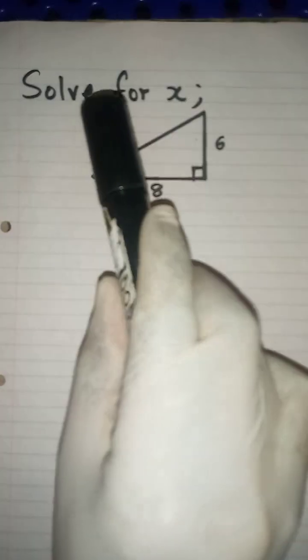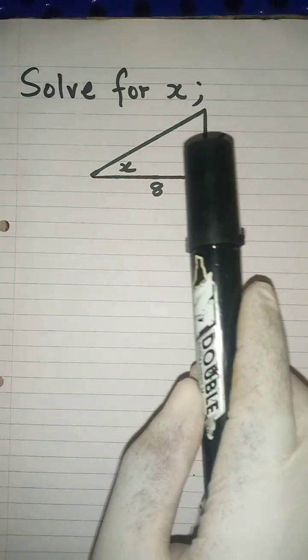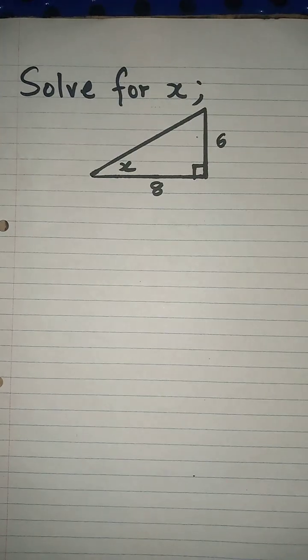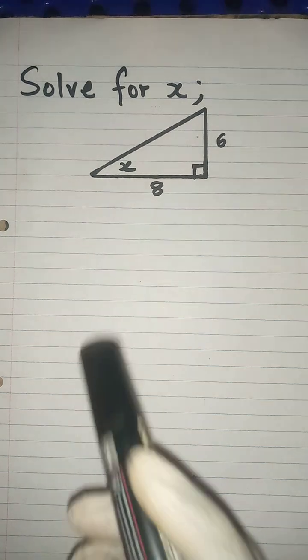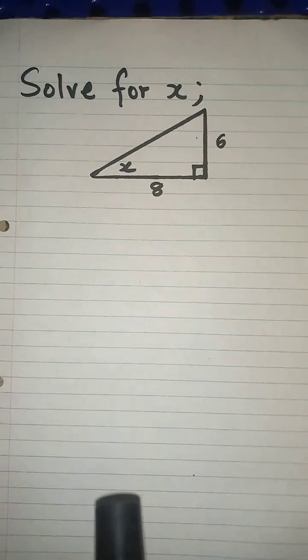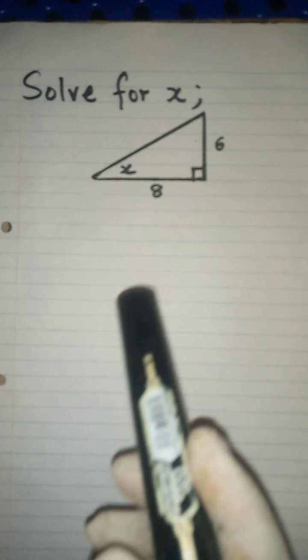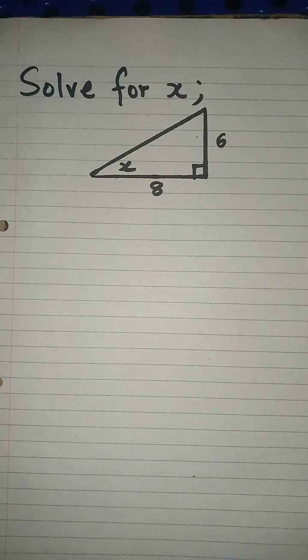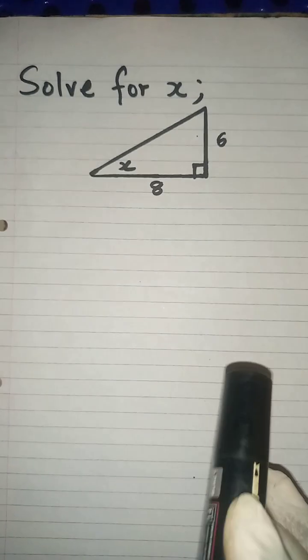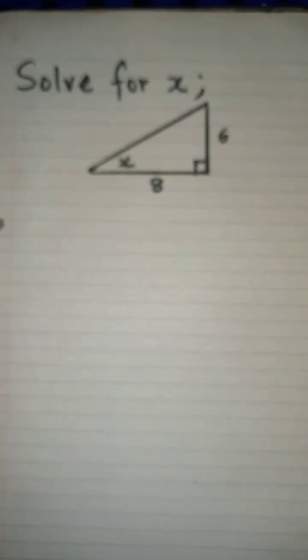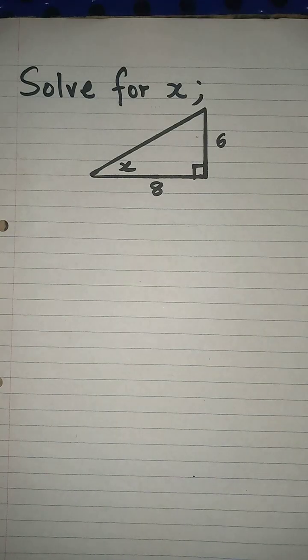We are told to solve for the value of x in this right-angled triangle. For us to solve for the value of x, you're going to apply a combination of so many factors: the Pythagoras factor, the trigonometric identities, and so on. I'm going to take you through step by step up to the final solution where we can find the value of x.